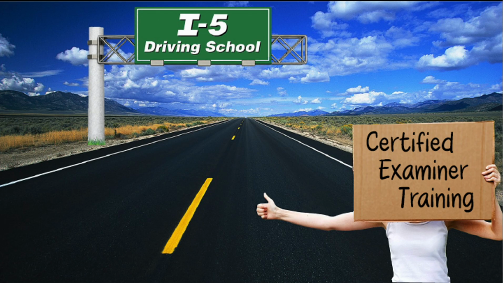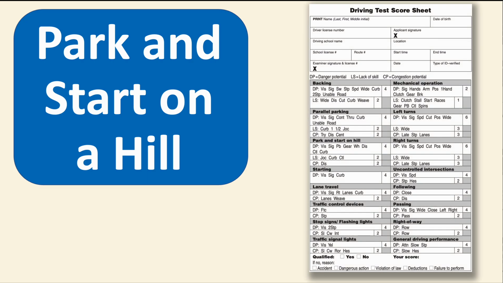We're going over the maneuvers. Next up is park and start on a hill. If you're looking at your score sheet, you're going to find this on the left side, right around the middle. Remember, all the maneuvers are in the upper left corner: backing, parallel parking, park and start on a hill, starting, and lane travel. You'll find all those on the upper left side of your score sheet.